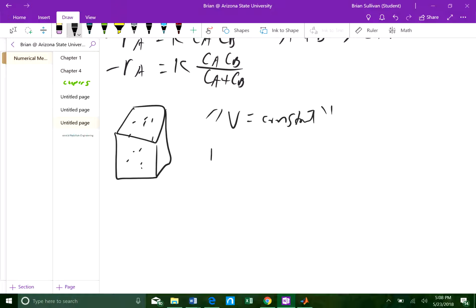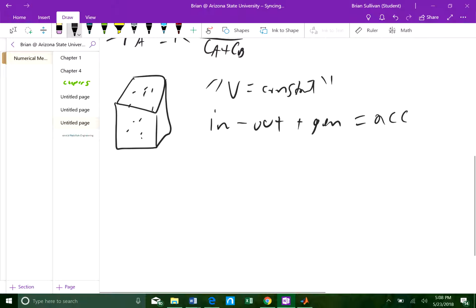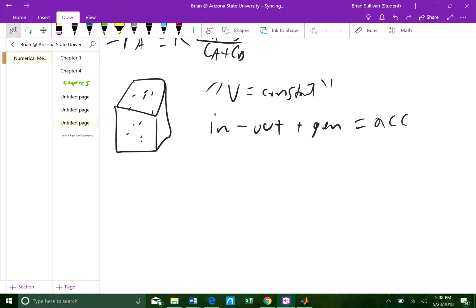And our material balance from intro to processing goes like this: in minus out plus the generation term. You don't have to deal with a consumption term because generation will account for that with negative signs. Okay, so from time equals 0 to time equals final, or whenever you stop the reaction or open up that lid, over here would be the lid, this equation applies.